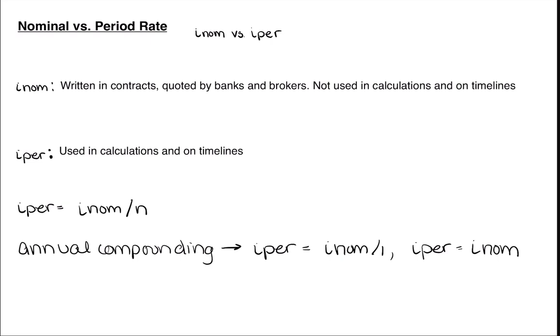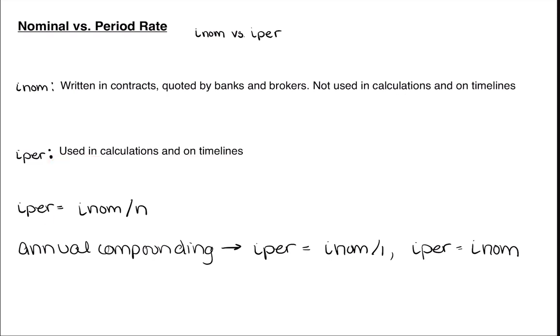So again, the difference between the nominal rate and the periodic rate, nominal versus period. The nominal rate is the rate that is written in contracts, quoted by brokers and banks, but it is not used in calculations, not used on timelines. We only use the periodic rates, right? Periodic rates is what's used in calculation and on timelines.